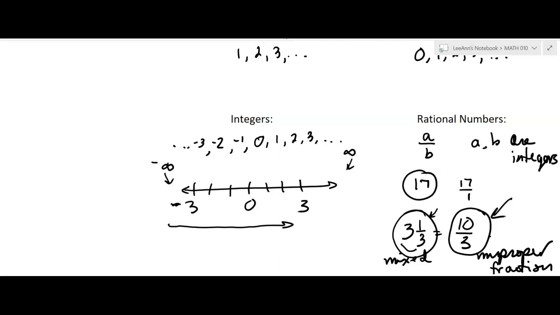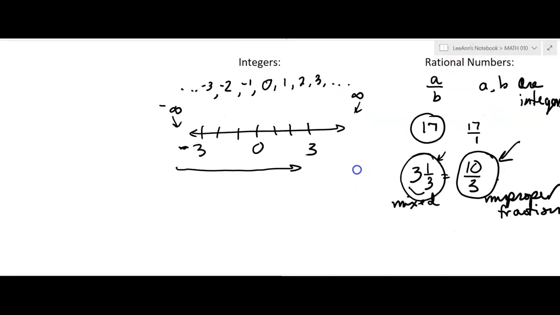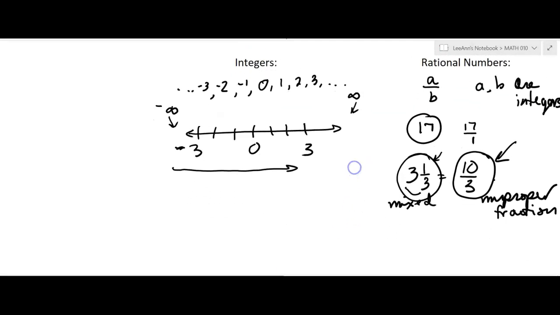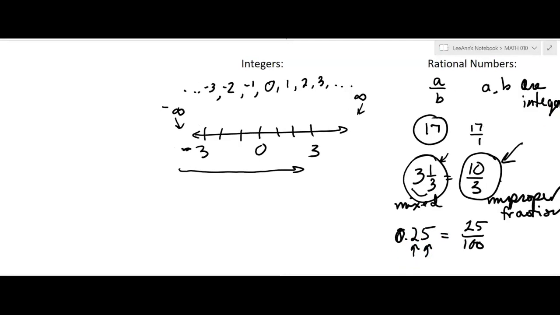All right, let's see if there's anything else I want to talk about. Oh, decimals, right? Okay, so you can have a decimal like 0.25, and you could write that as a fraction, right? That would be 25 over 100. So you go by tenths, hundredths, and so it's 25 over 100.